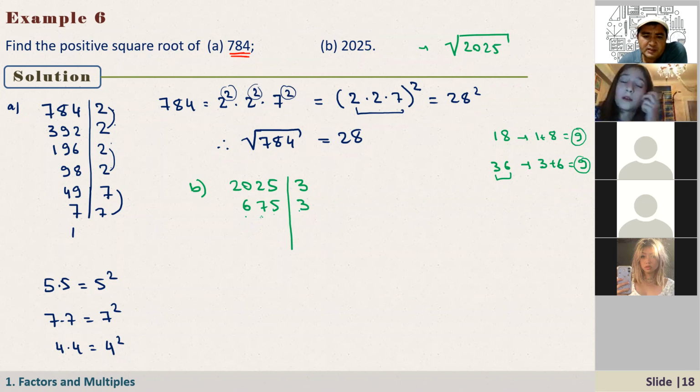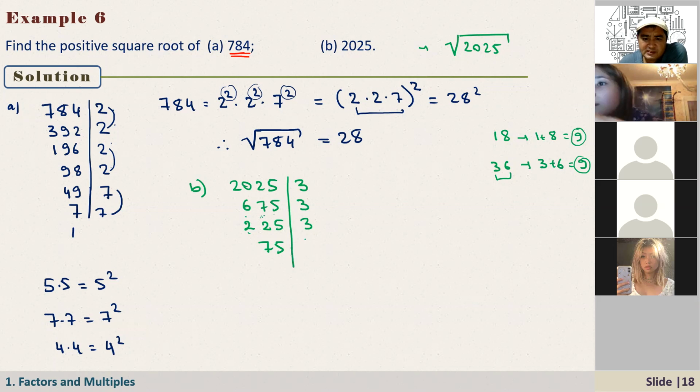6 is divided by 3, it is 2. So here we have 2. 7 divided by 3 is 2, here we have 15. And 15 is divided by 3, it is 5. Now 225 is still divisible by 3, divided by 3, and 22 is 7, 15 that is equal to 5.